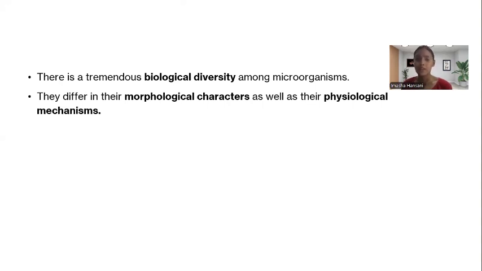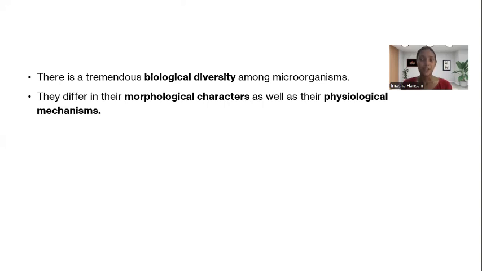What are physiological mechanisms? Physiology means the mode of nutrition. The mode of nutrition means what they eat. Usually they don't eat, but if we consider how they grow, how they get nutrition, those things we call physiological mechanisms. So they all differ from one another in their morphological characters, appearance, as well as their physiological mechanisms.